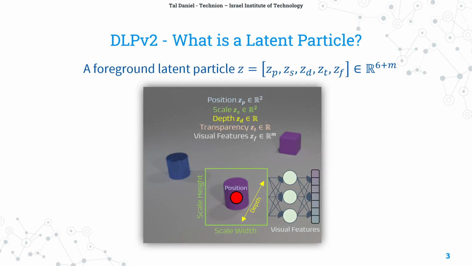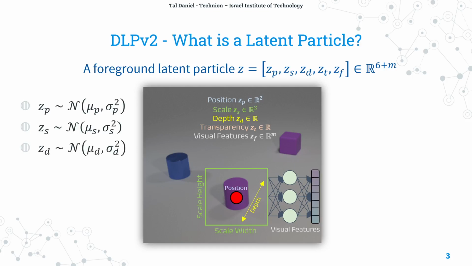In this work, we extended the definition of a particle from the original DLP with more attributes in what we call DLP v2. DLP v2 provides a disentangled latent space structured as a set of foreground particles where we have the position of the particle as coordinates in Euclidean pixel space, a scale attribute containing the dimensions of the bounding box around the particle, a depth attribute used to signify which particle is in front of the other in case there is an overlap, a transparency attribute, and latent features that encode the visual appearance of the region surrounding the particles, where m is the dimension of the learned visual features. The dimension of each particle is 6 plus m.